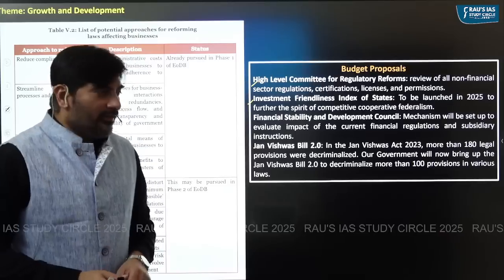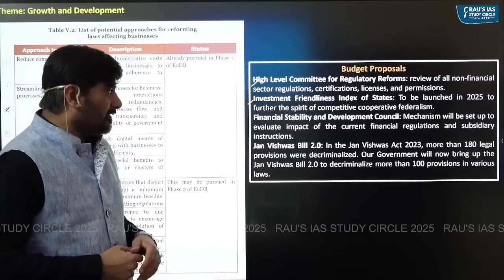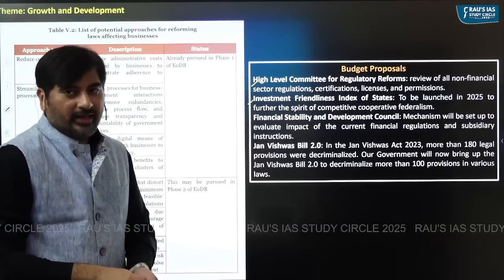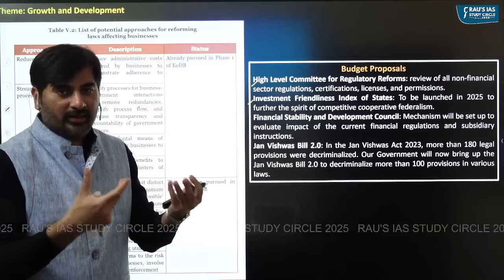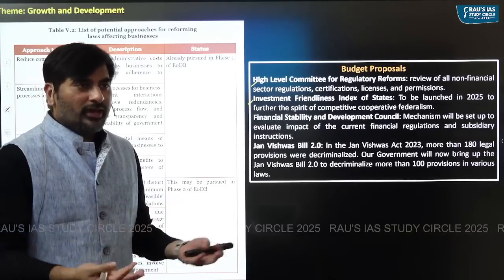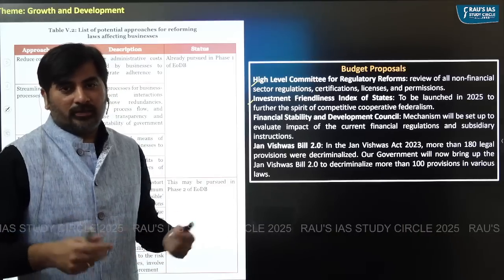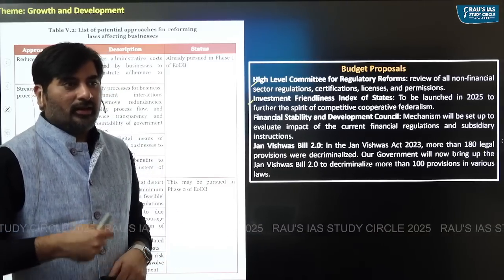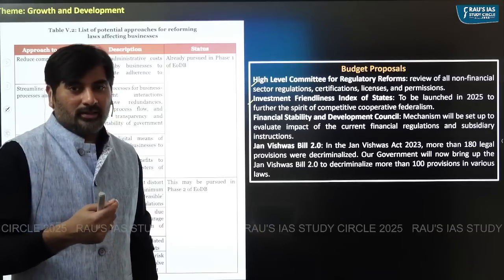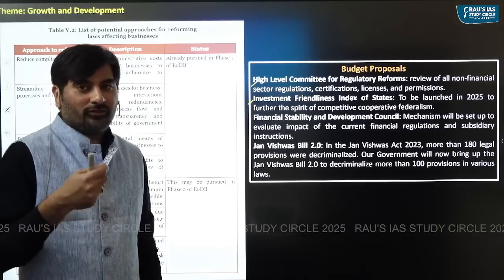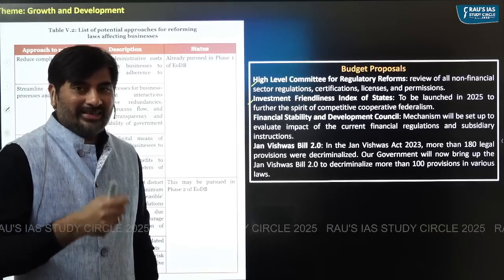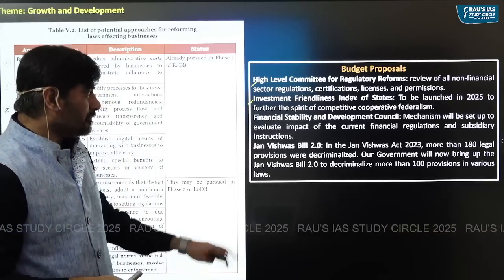We are going to start a new index called the Investment Friendliness Index, basically to foster competitive federalism among the states to encourage more investment. So to get more investment, the states would have to improve the ease of doing business and liberalize the rules and regulations related to factor markets, that is, utilization of labor, land, buildings, and so on.